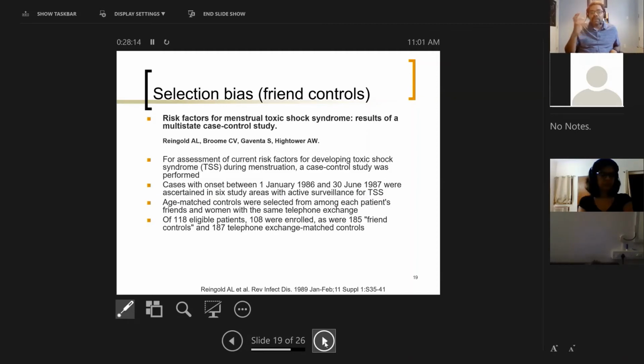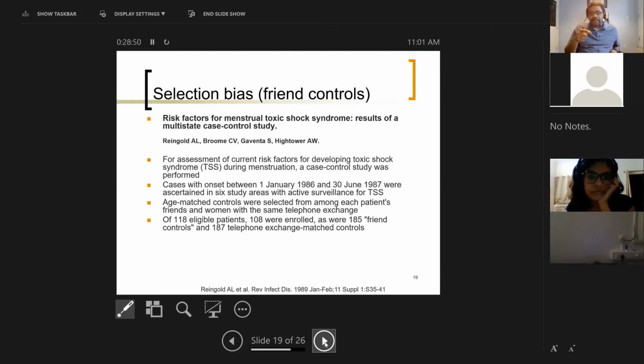So they were trying to do case control studies to see who is likely to get this toxic shock syndrome, right? So cases were women between a certain time period in 6 study areas who were diagnosed to have toxic shock syndrome, okay? That was easy, right? Women with toxic shock syndrome. Now, who is a control for this? Who do you compare those women against, right? So they took age-matched controls and they picked 2 different types of controls. You could have more than one control group in a case control study.